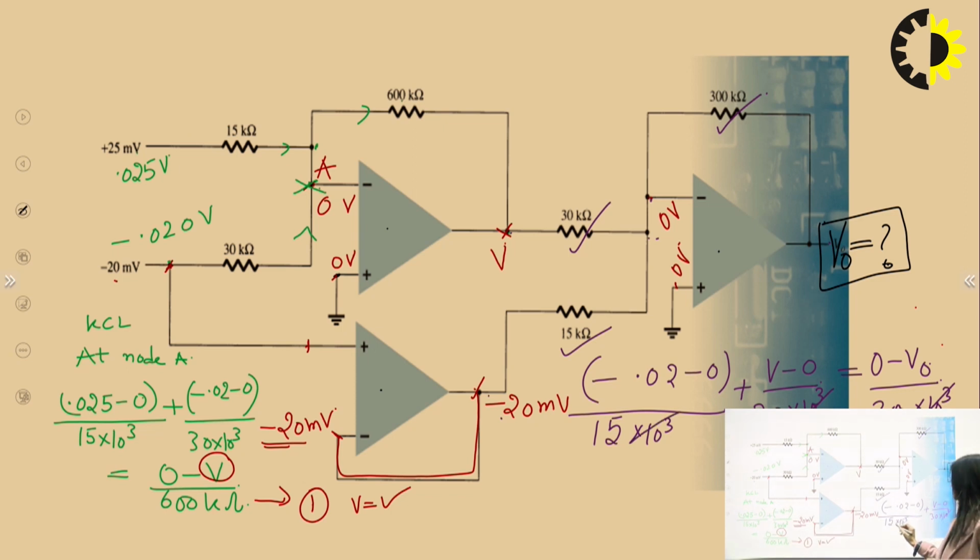Cut the 10 raised to the power 3 values. Okay. If this V is known from here, we can easily calculate the value of V. Okay.